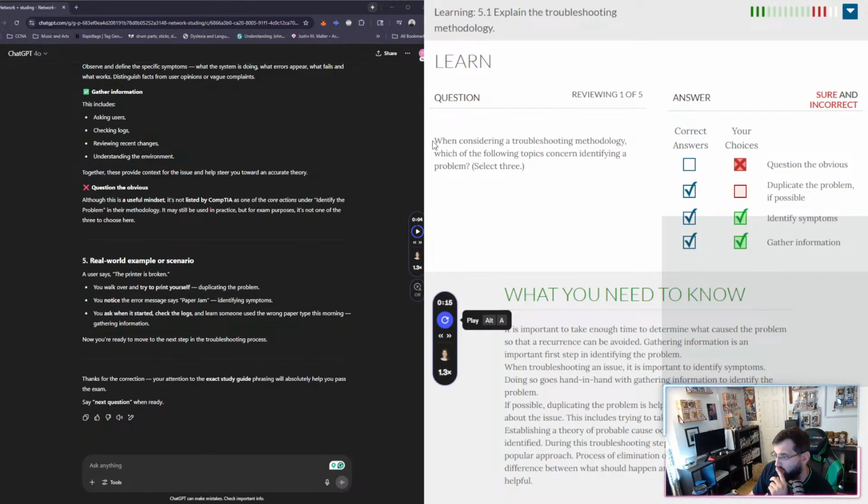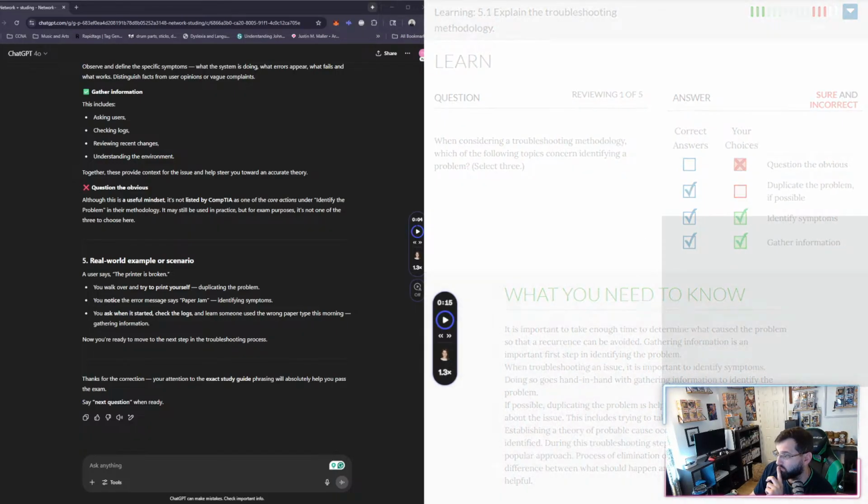Okay. So we'll just restate the question real quick. When considering a troubleshooting methodology, which of the following topics concern identifying a problem? So we're going to duplicate the problem if possible. We're going to identify the symptoms, and we're going to gather information. Got it.